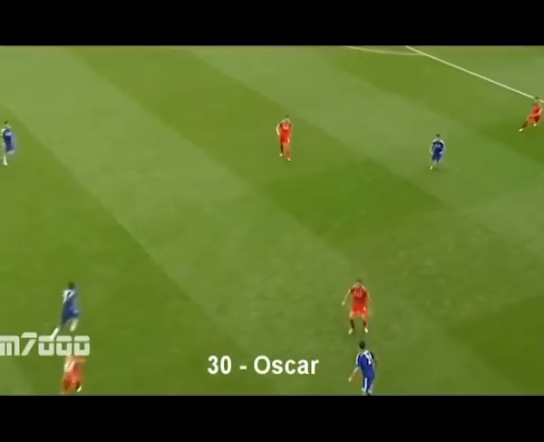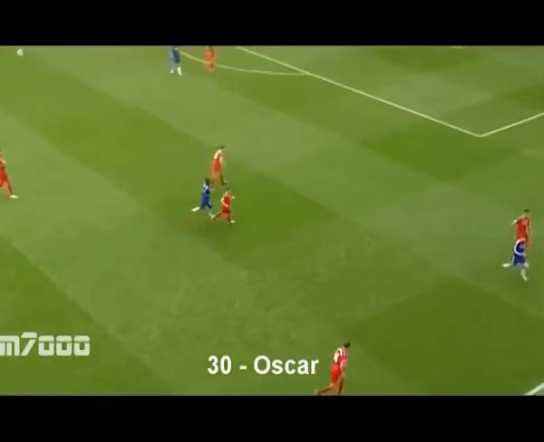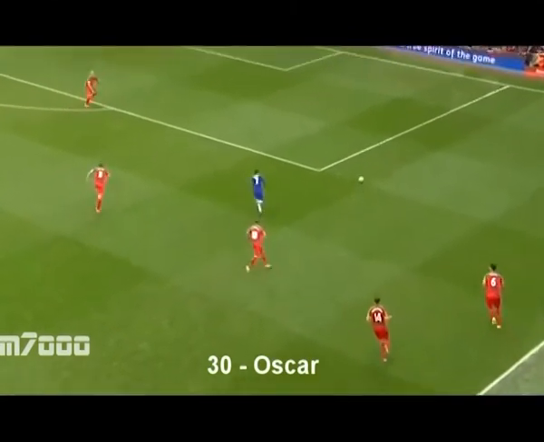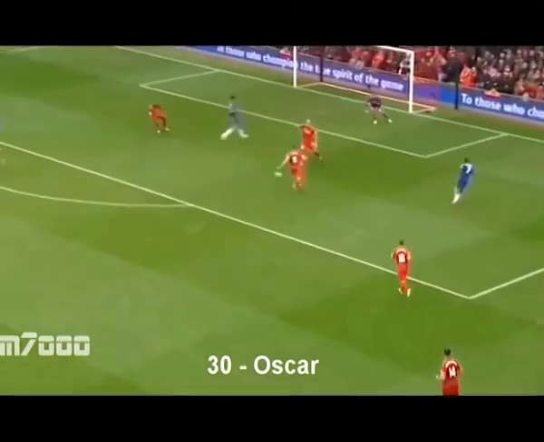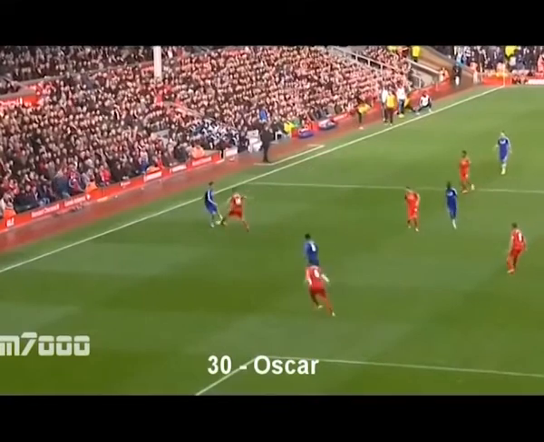Now, let us have a look at fundamental skills. The first is passing. Passing is one of the most important fundamental skills in soccer, as it is how you move the ball from yourself to another teammate.